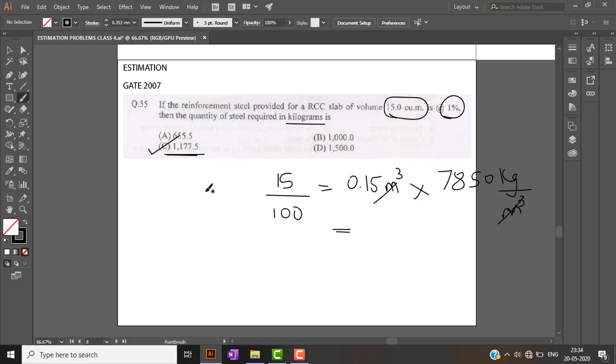So this was the topic about estimation. We have completed estimation, except that I have to put in a video regarding the prismoidal and trapezoidal method of excavation, which I'll do later. So this was all about estimation.